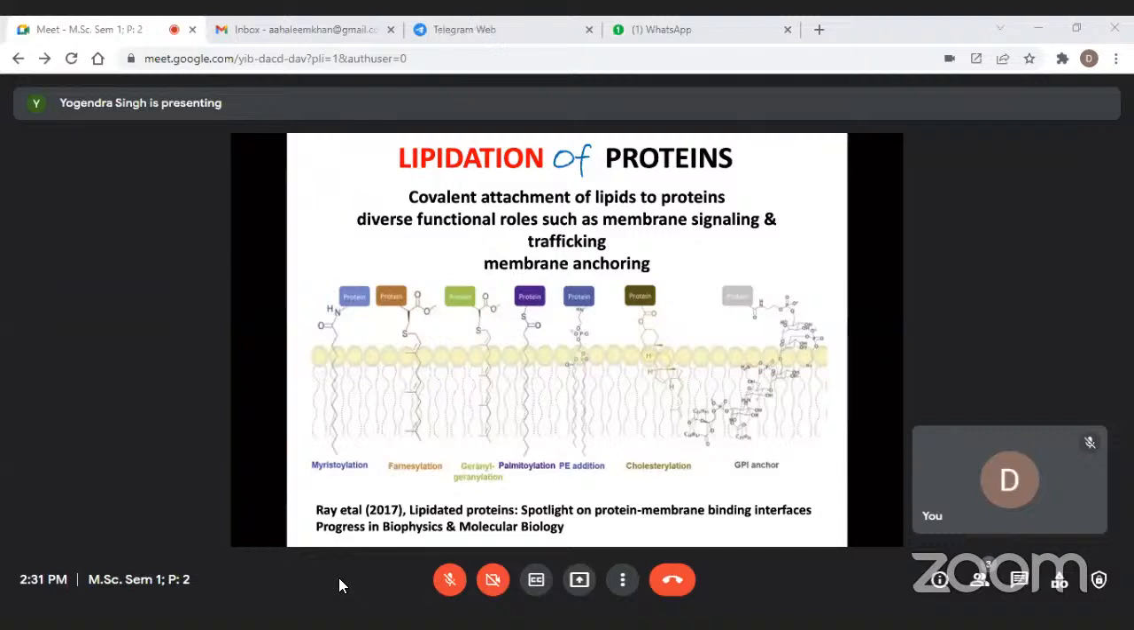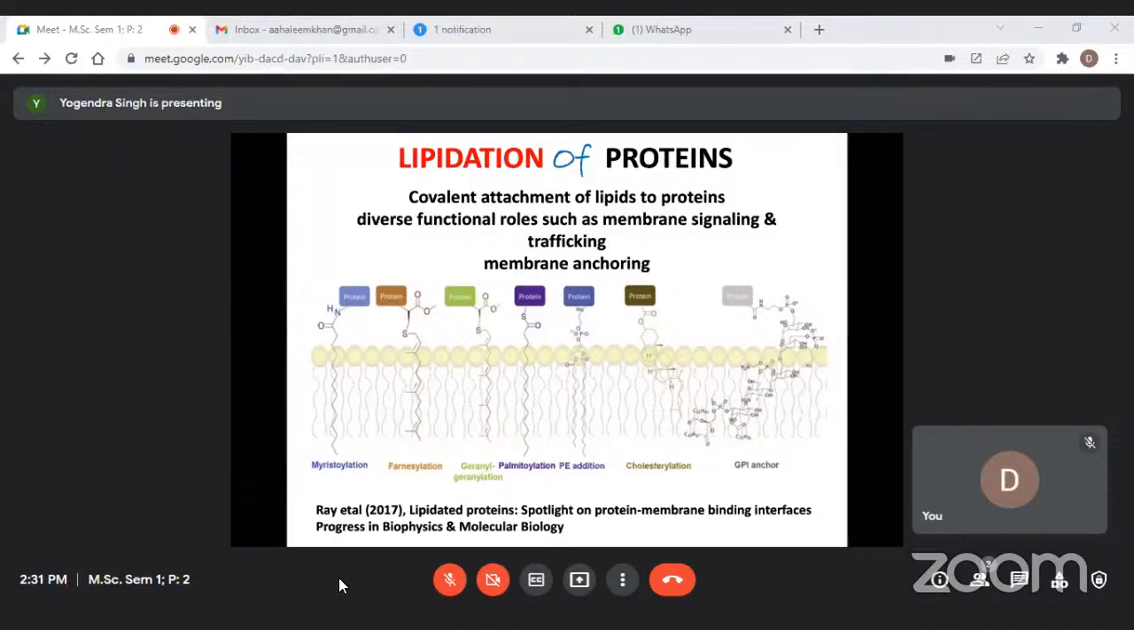Another modification, I said I'll tell you some of them. Another modification is lipidation of proteins. Lipidation means addition of lipid to the proteins. And this modification is always a covalent modification. This is a covalent attachment of lipids to the proteins. And then they can regulate multiple functions.